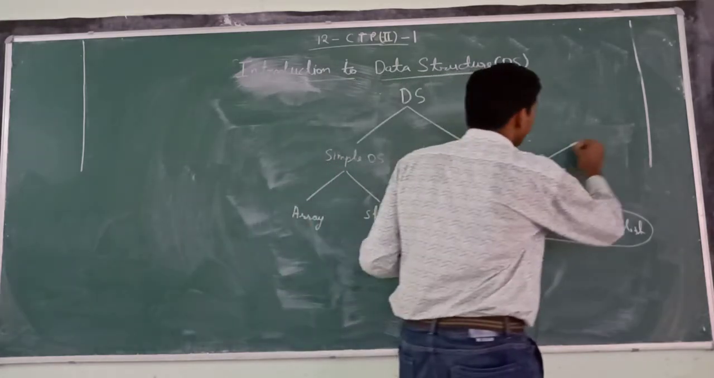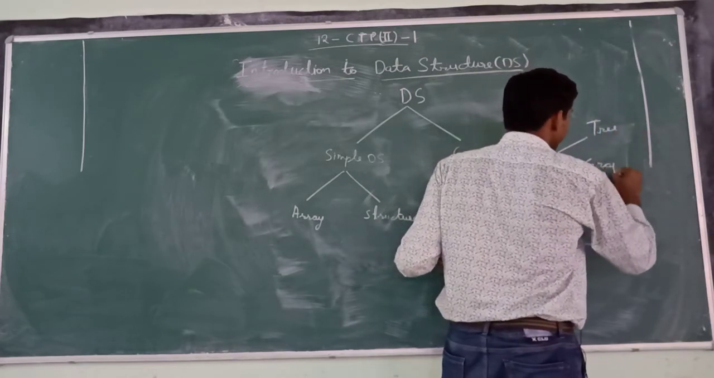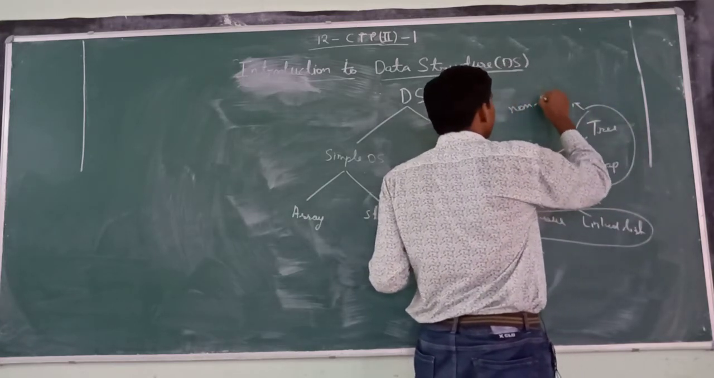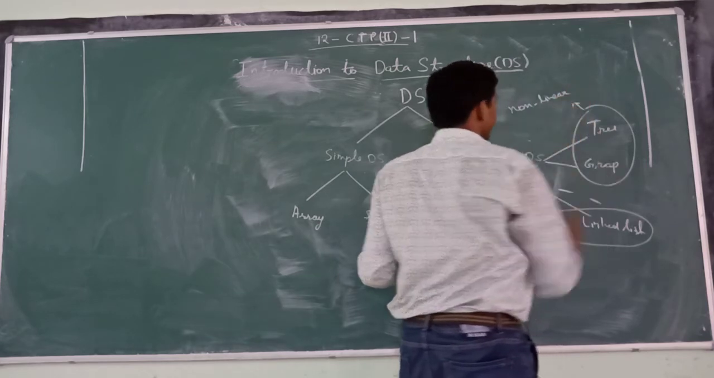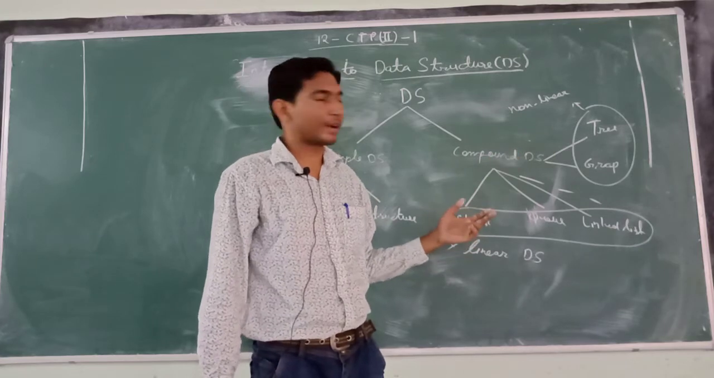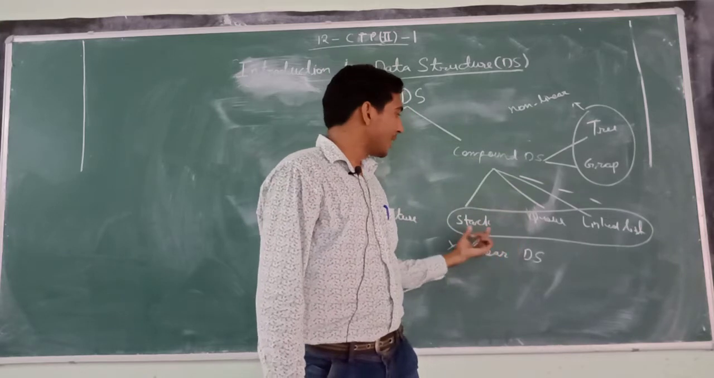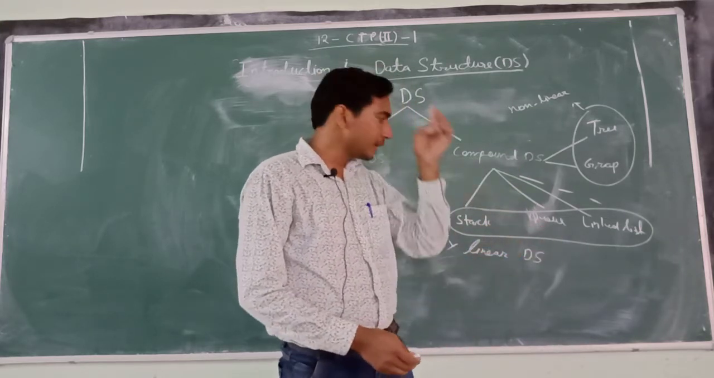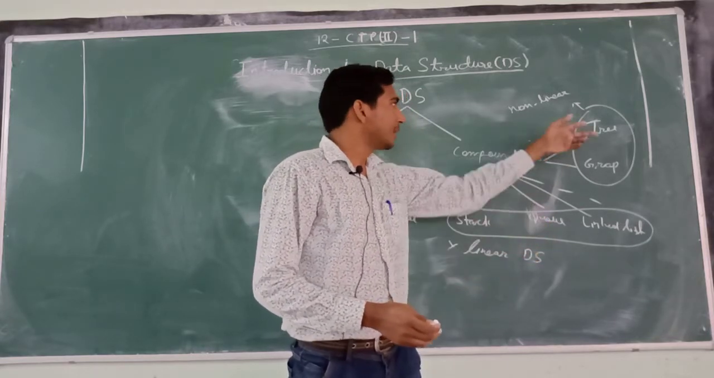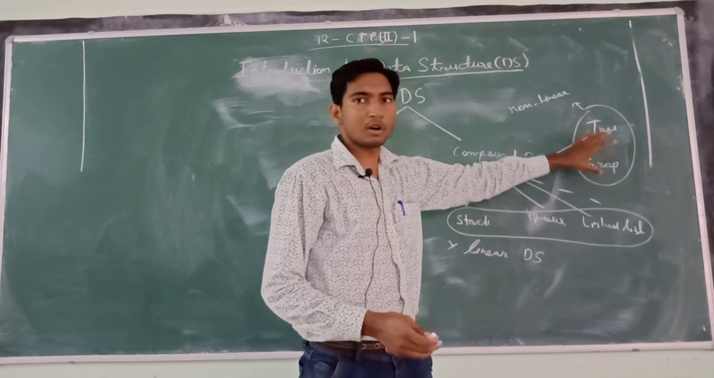Okay, we also have tree and graph as data structures, and these are non-linear data structures. So compound data structures are further classified into two categories: one is linear data structure and another is non-linear data structure. Why are these linear? Because they are stored in a linear fashion, one after another. A sequence is always maintained between the items, but here a sequence is not maintained. This is not in our syllabus, we will not discuss it.